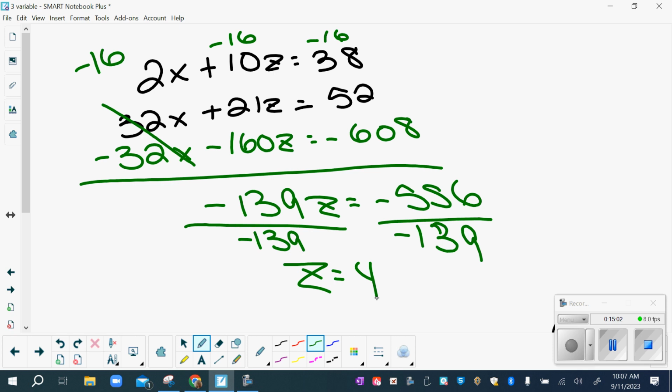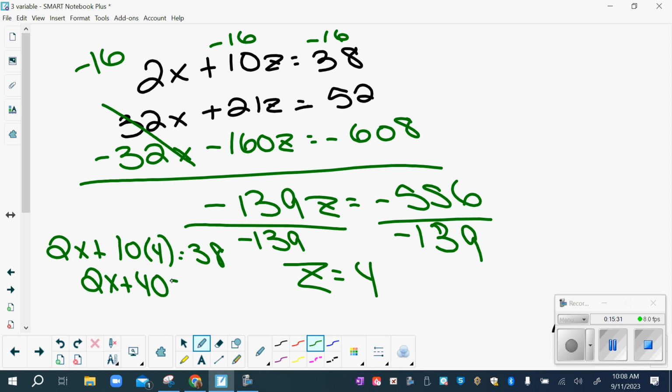I need to plug that 4 in, and you have choices. I can plug it in to this one, or this one. I'm going to use this one because at least my numbers are small, right? So here's what I'm going to say: 2x plus 10 times 4 equals 38. Are they going to be nice small numbers? They are. 2x equals -2. I'm almost done. X equals -1.